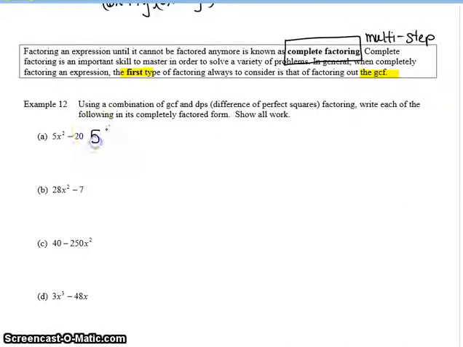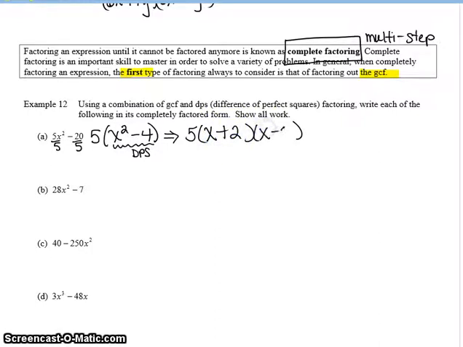All right, so if I factor out a 5, so divide each of these by 5, I'm left with x squared minus 4. But now you should recognize that that's a DPS left over. So you have to keep the 5 out in front, and now you have two sets of parentheses. It would become x squared plus 2, x squared minus 2. Okay? All right, so 7 and 28.